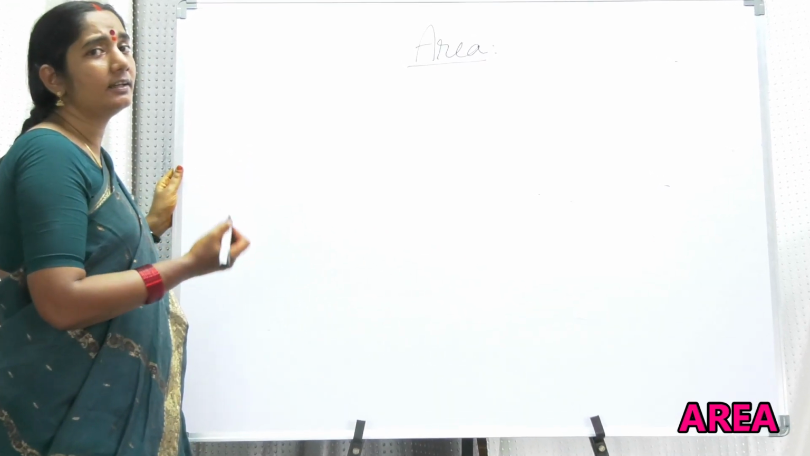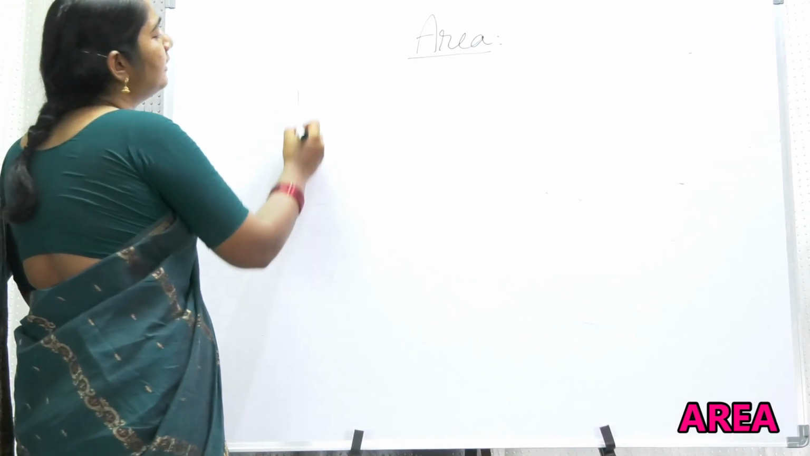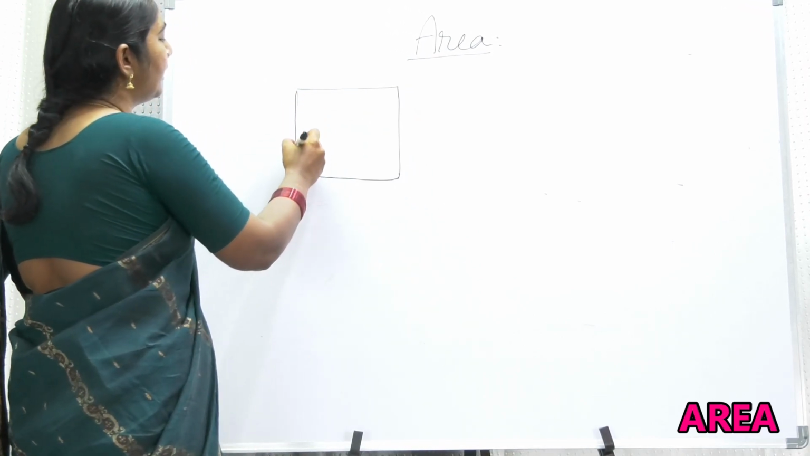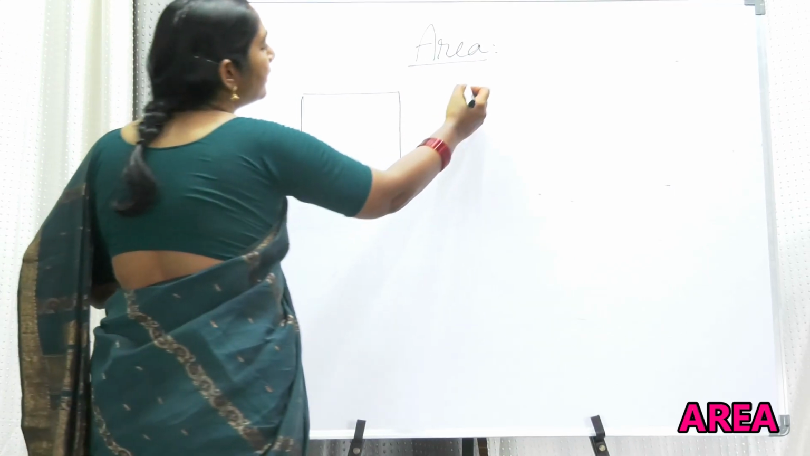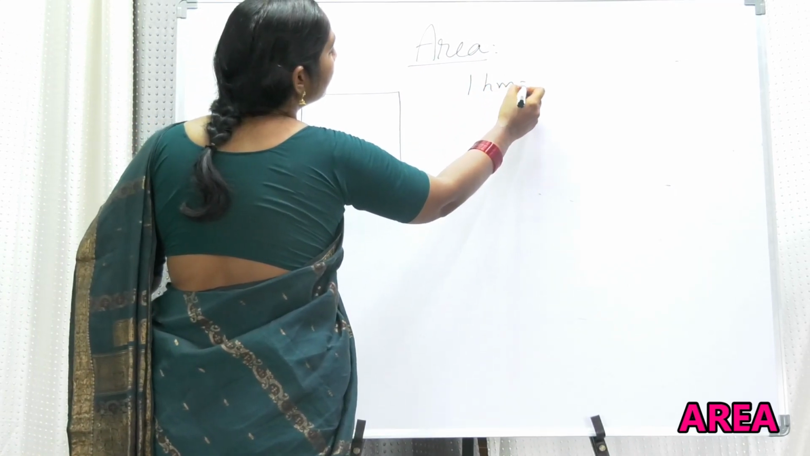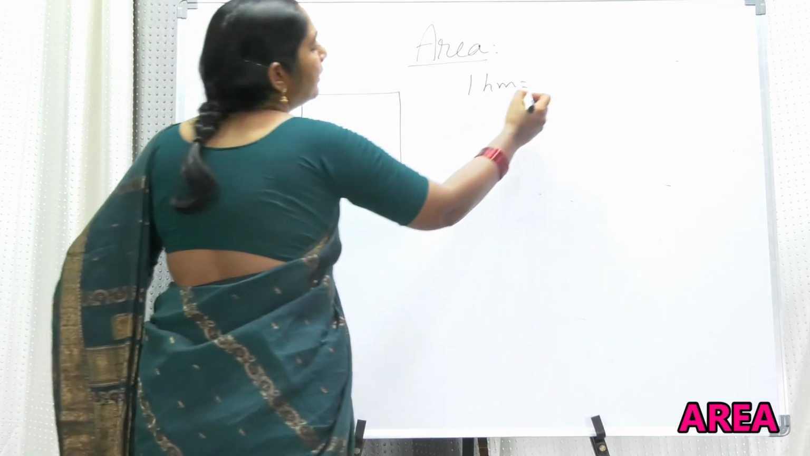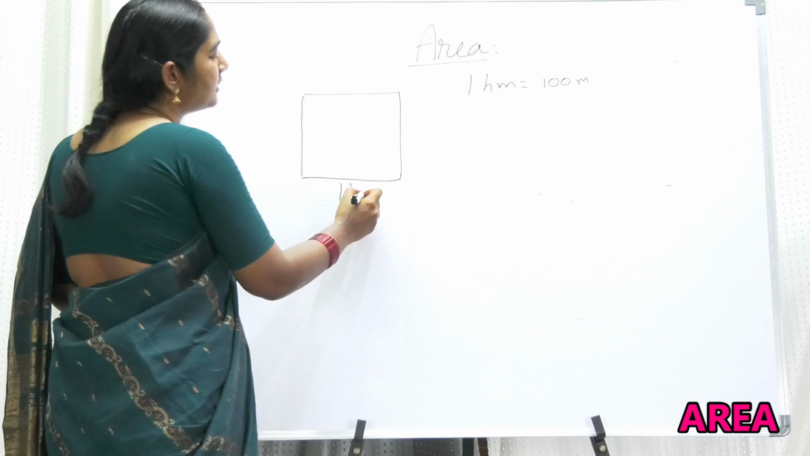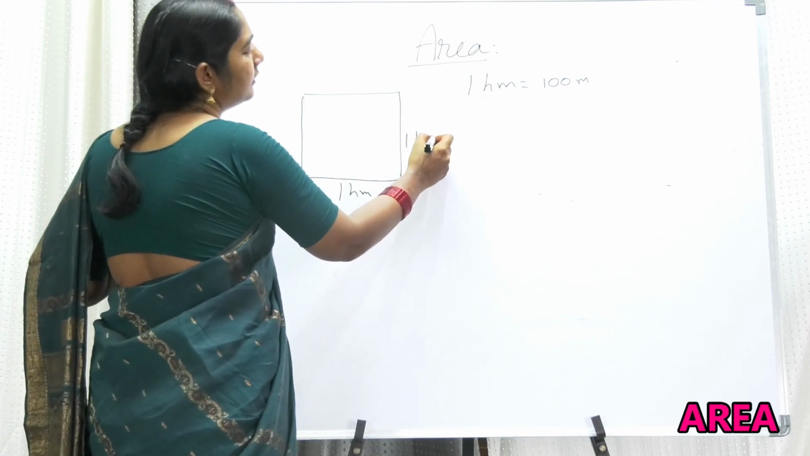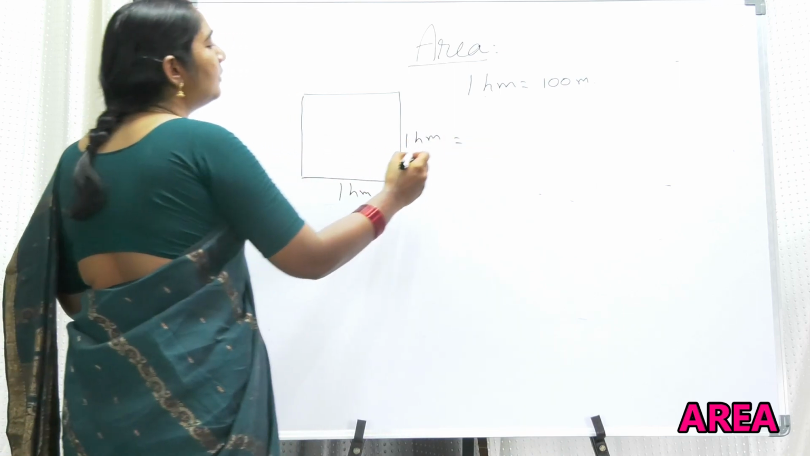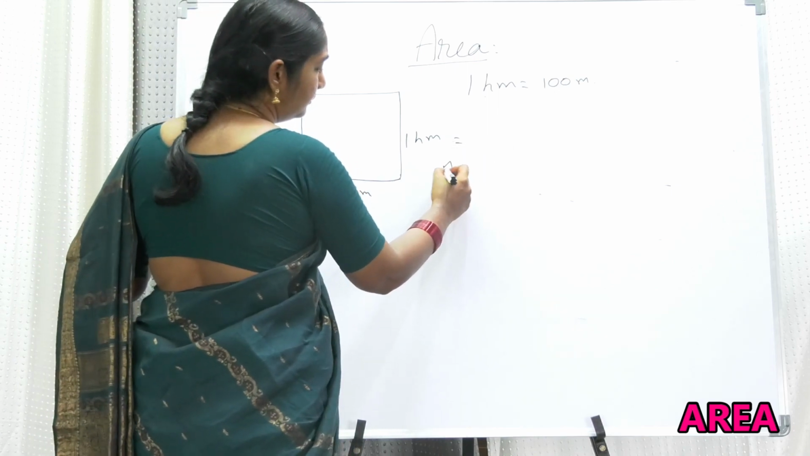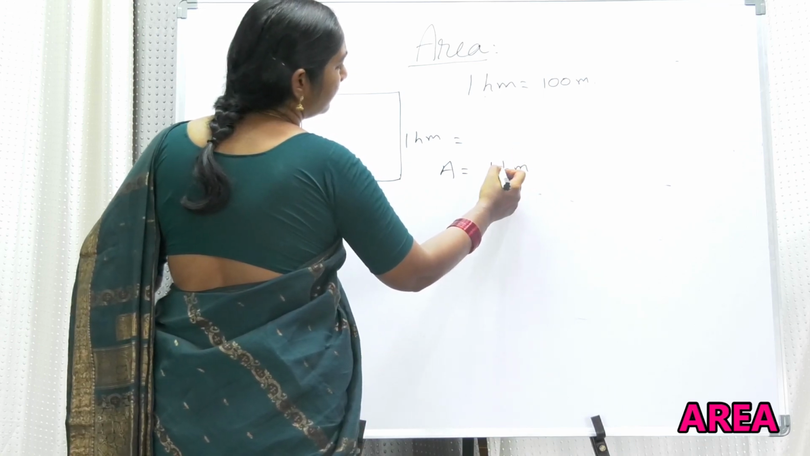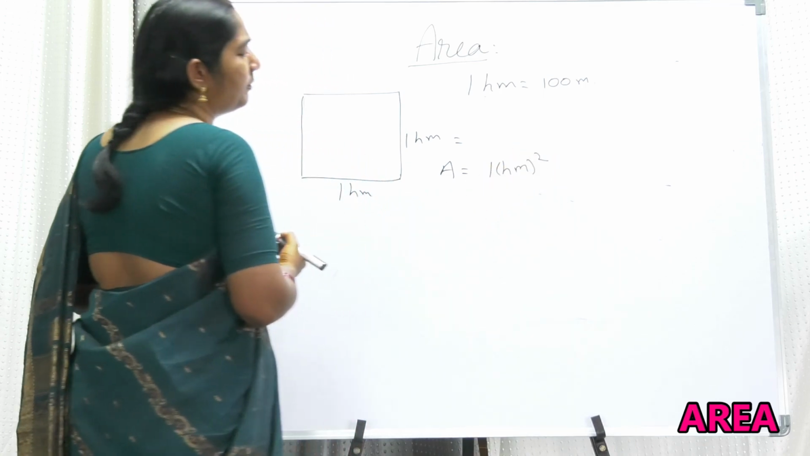My dear friends, hectare is an area. When an area is 1 hectare, you are having a plot of 1 hectare. You know that 1 hectometer, hecto stands for 10 to the power of 2, means nothing but 100 meters. So 1 hectometer into 1 hectometer, this area is equal to 1 hectometer square, means 1 square hectometer.